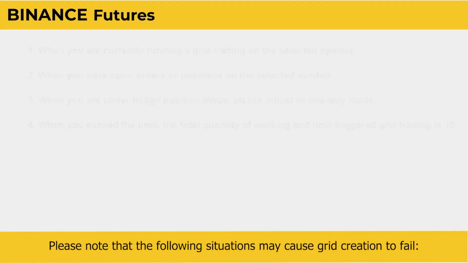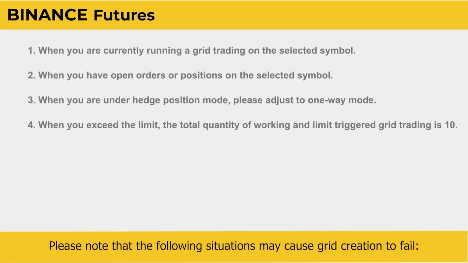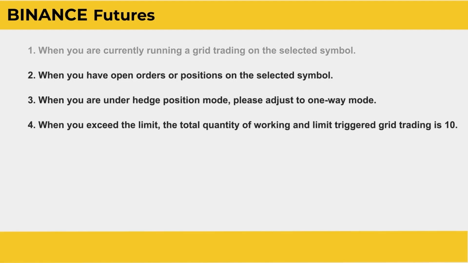Please note that the following situations may cause grid creation to fail. When you are currently running a grid trading on the selected symbol. When you have open orders or positions on the selected symbol. When you are under hedge position mode, please adjust to one-way mode. When you exceed the limit, the total quantity of working and limit-triggered grid trading is 10.